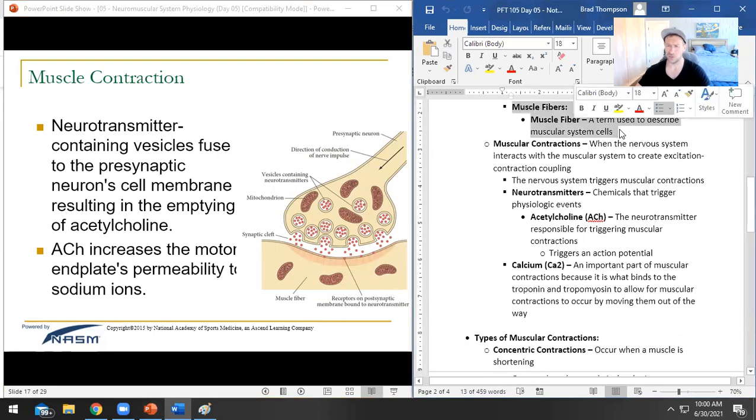And then I put this in here. I don't know why this is down here, but a muscle fiber, we've used this term already. It's a muscle cell, okay?